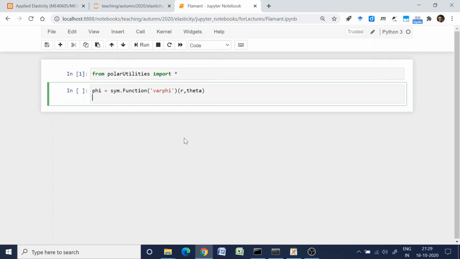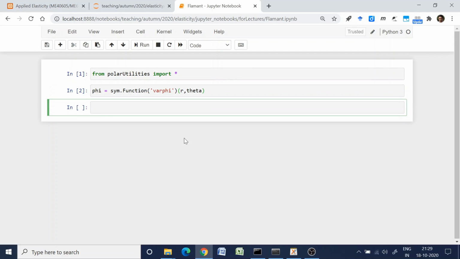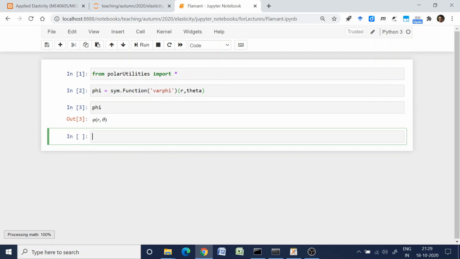So let me just check what phi is. There it is, a very generic function phi. Now what I will do is, I'll just take a look at the form of this sigma rr as it depends on this phi. This sigma underscore rr is a function already defined in this polar utilities package. I'm just calling it here, making it operate on this generic function phi I have just defined.